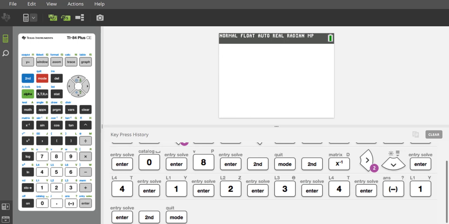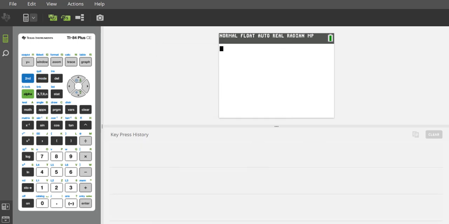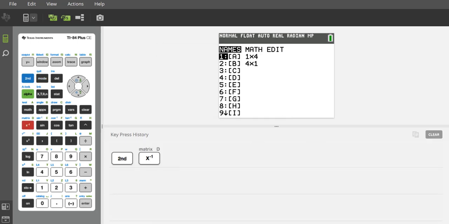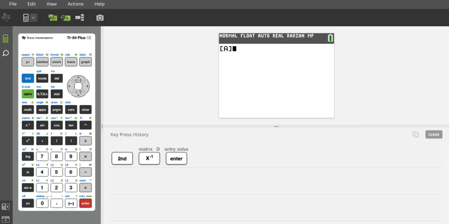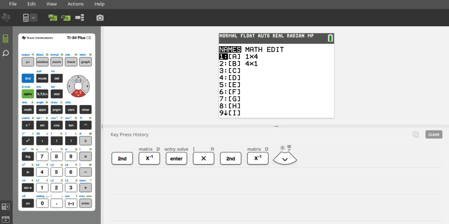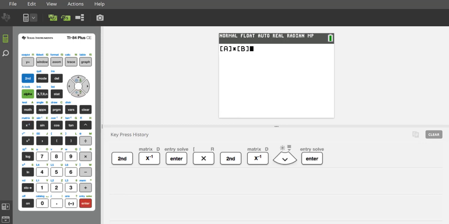Second quit. All right, now I want to say matrix A times matrix, arrow down to B and hit enter. Matrix A times matrix B is the 1 by 1 matrix, -20.